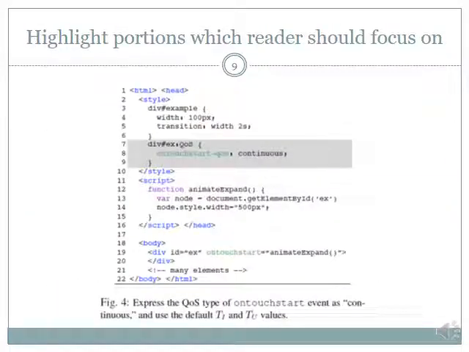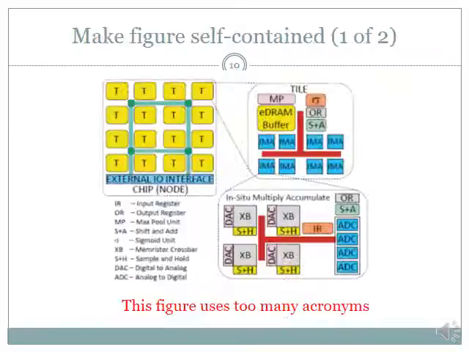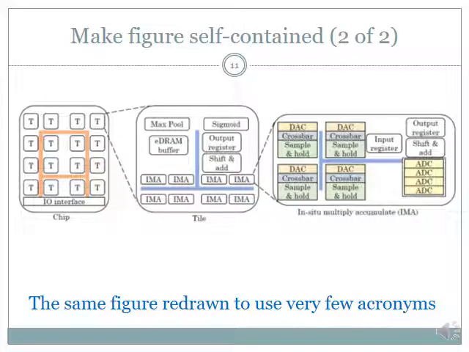Even though you may have a large figure, your innovation may be limited, so you can highlight it by showing it with a different color. Now you need to make the figure self-contained. For example, here, although the acronyms are defined right in the figure itself, the number of acronyms is too many, right? So you can draw it very easily so that you use a much smaller number of acronyms. And here it uses an acronym, for example, IMA, which is defined right here. T refers to the tile, and DAC, ADC are well known acronyms.